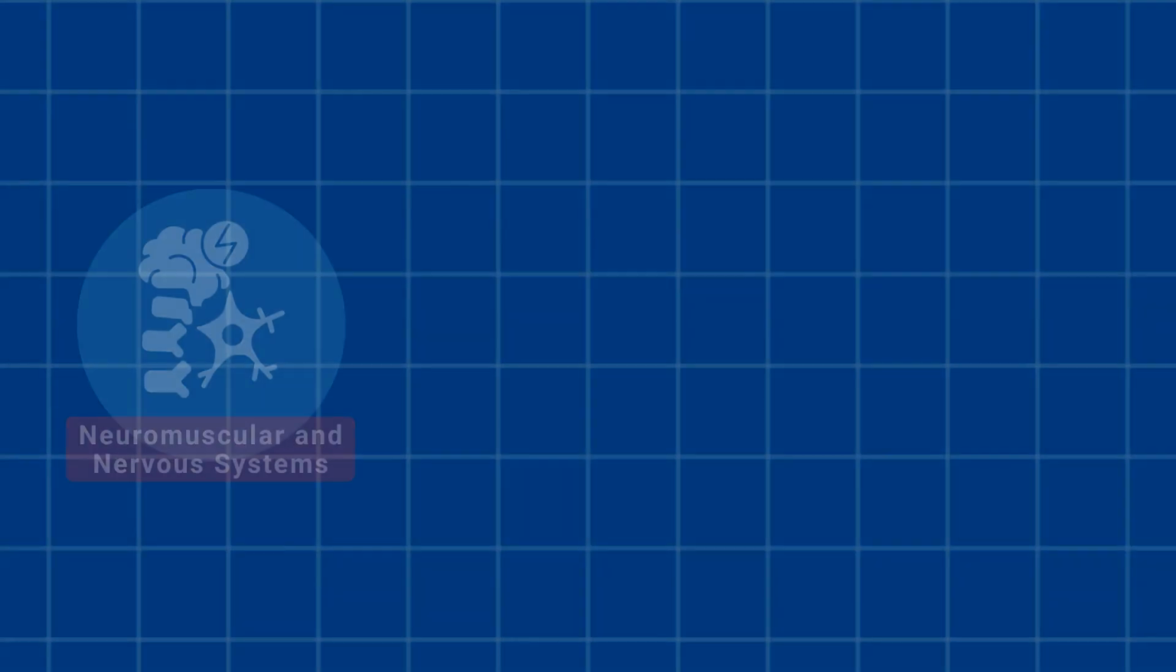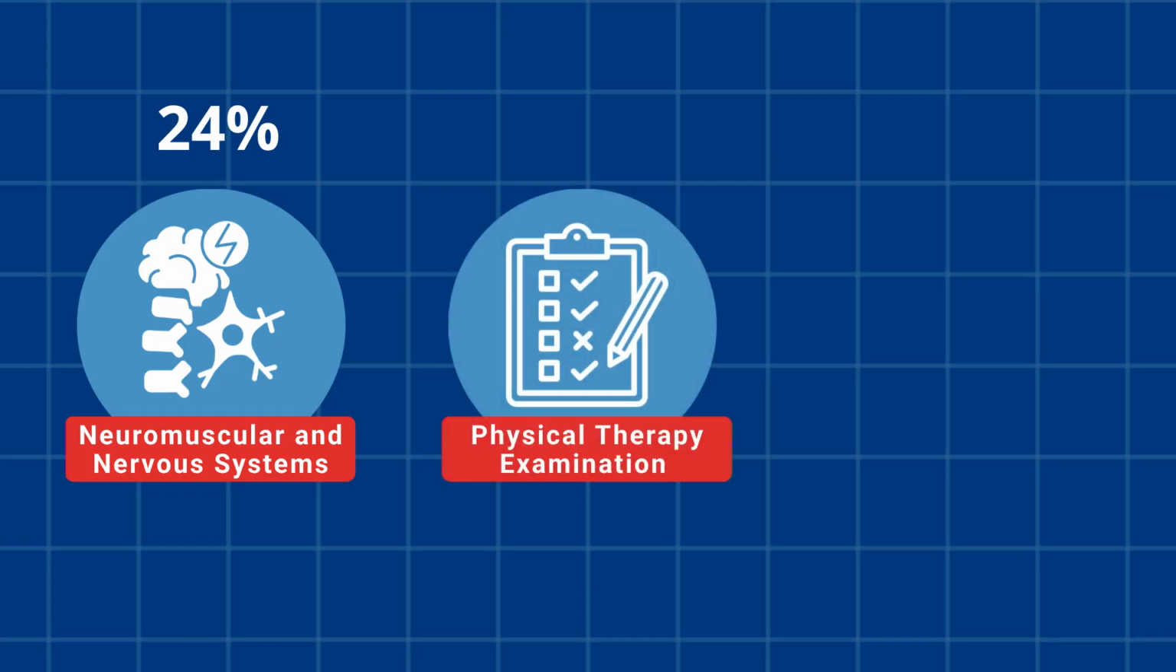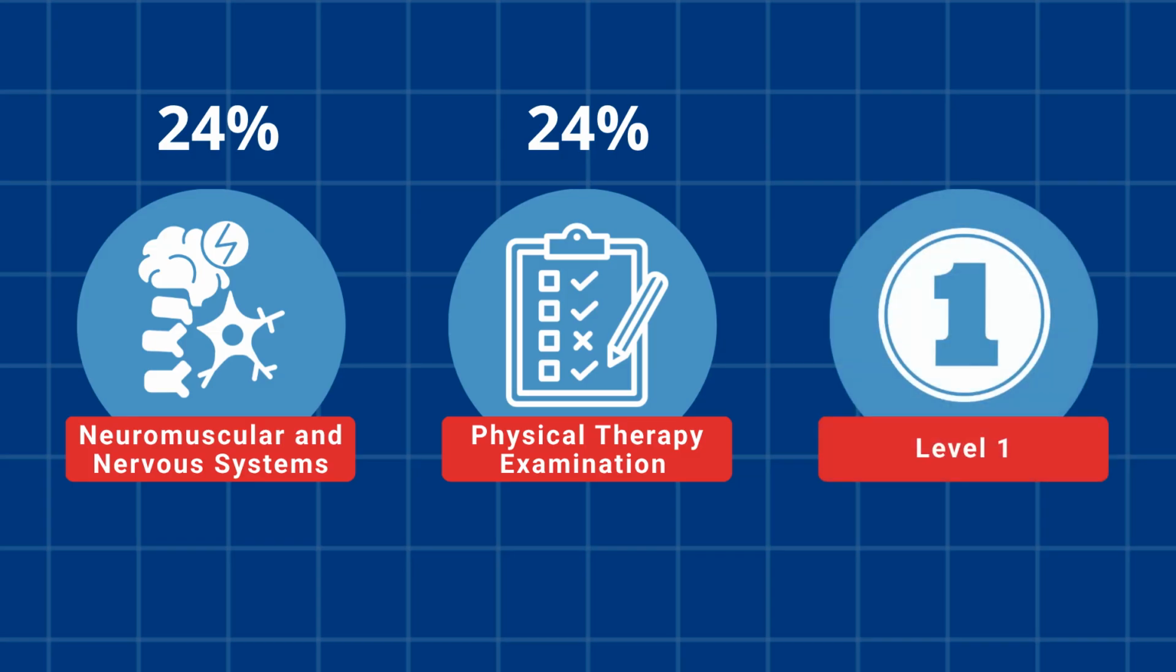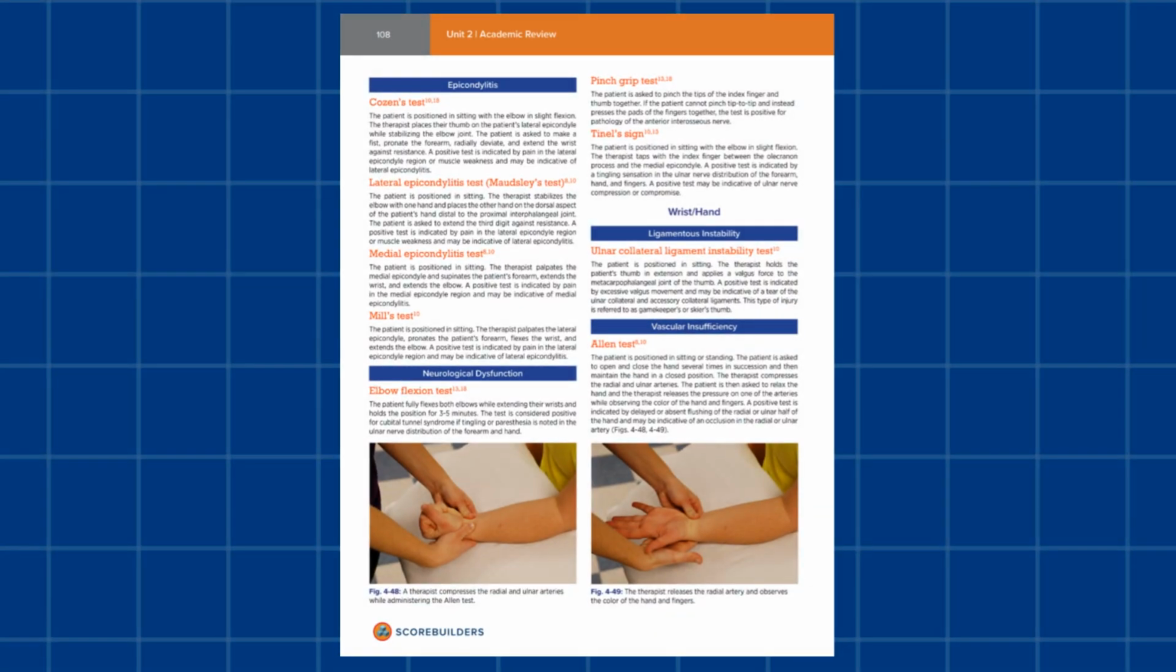This question is a neuromuscular and nervous systems question, which represents approximately 24% of all exam items. This question is a physical therapy examination question, which represents approximately 24% of all exam items. This question is a Level 1 question, since the question requires students to possess basic foundational academic knowledge. Remediation of Level 1 questions occurs through academic review of entry-level content using textbooks, review books, Basecamp, and flashcards. Looking to review related academic content, check out page 108 in PT Exam, the complete study guide.